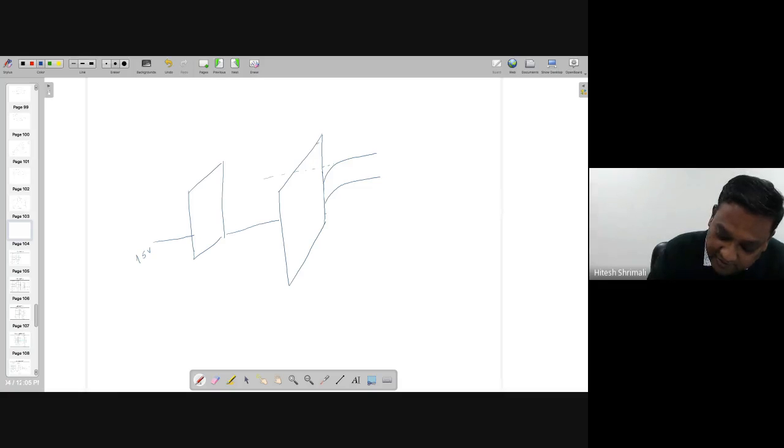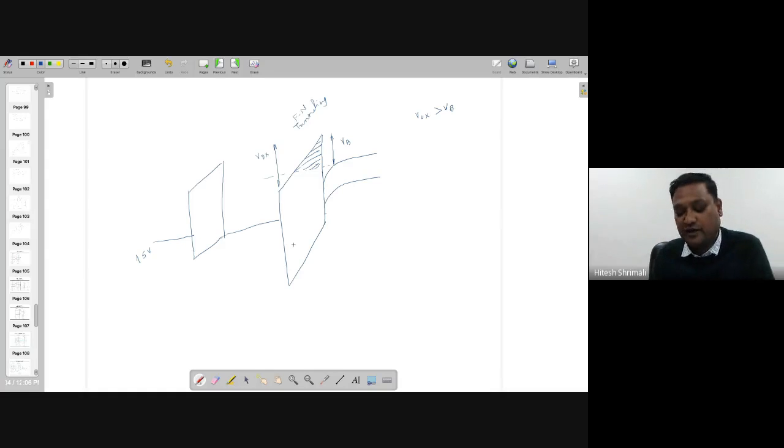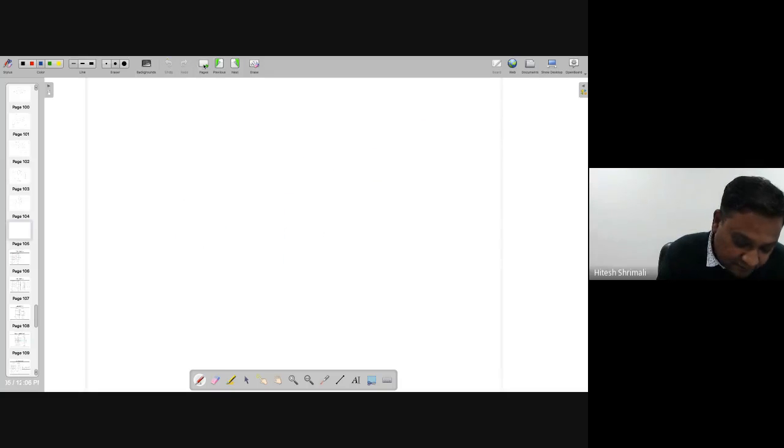And this is high enough so that it creates Fowler-Nordheim tunneling, so that FN tunneling will make sure that this is VB and this is Vox. So Vox is more than VB, and it allows the trapping of the electrons. So when you are doing this, what is happening actually?